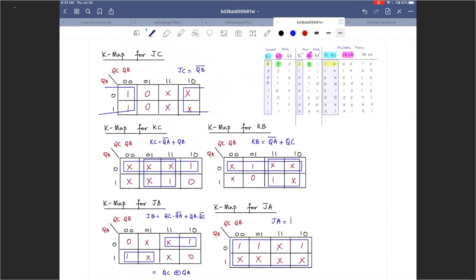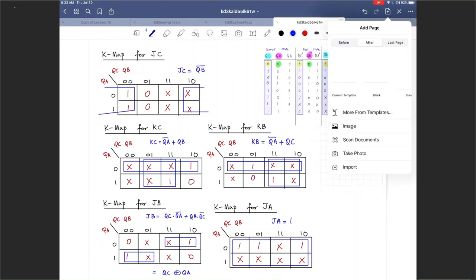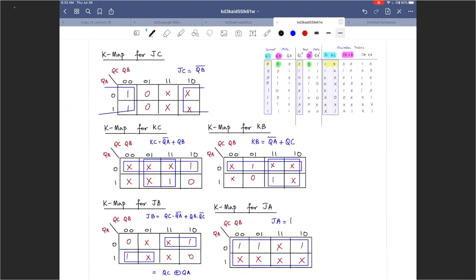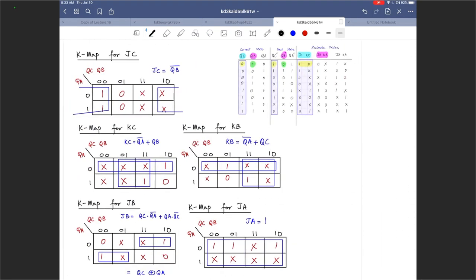Next, I think I'm left with just one, right? So that particular one, I will just do it here. Current template after. I think I had it saved, yes. And this will be JA, which is the last one. Sorry, KA is the last one.